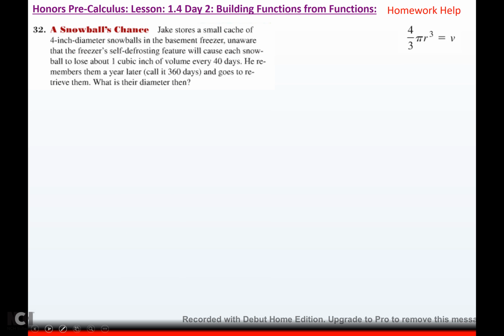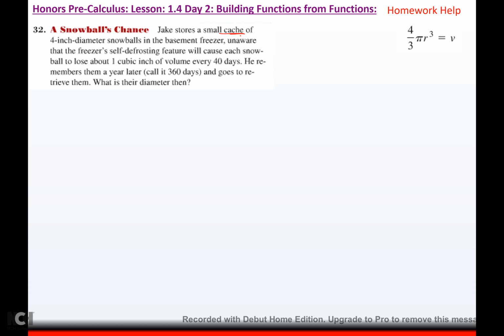Alright, so a little bit more homework help. On 32, you have this snowball problem. It says Jake stores a small cache of 4-inch diameter snowballs. This word means supply. 4-inch diameter snowballs in the basement freezer, unaware that the freezer's self-defrosting feature will cause each snowball to lose about 1 cubic inch of volume every 40 days. He remembers them a year later, call it 360 days, and goes to retrieve them. What is their diameter then?